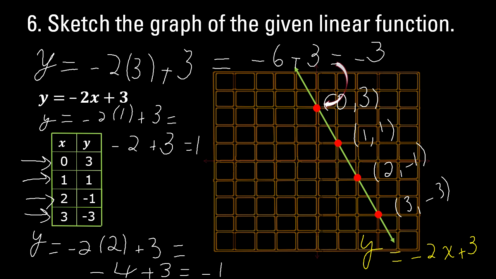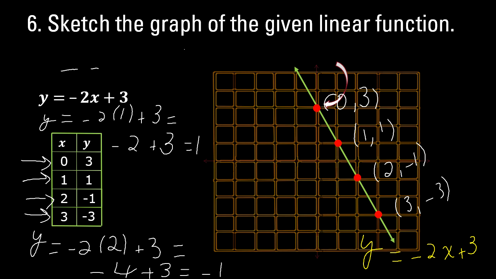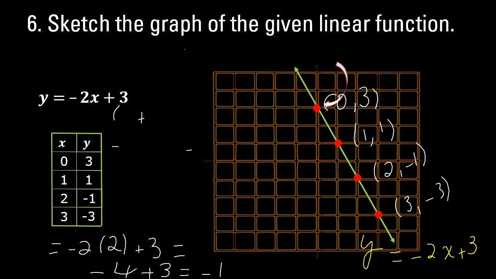Now we call this point the y-intercept. So it's a point on the y-axis. And notice also the coordinates of that point. Always the y-intercept has an x-coordinate of 0, so here it is (0, 3). So we call this point the y-intercept.